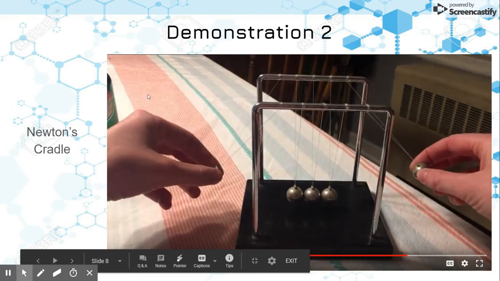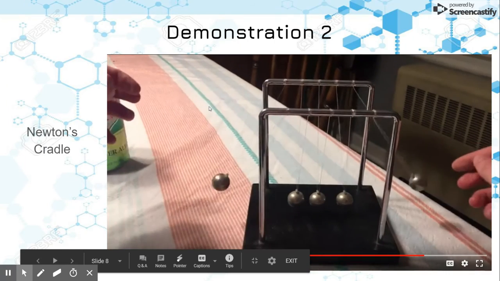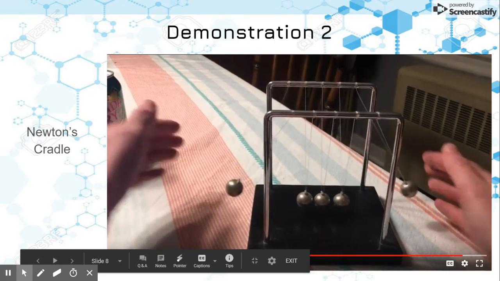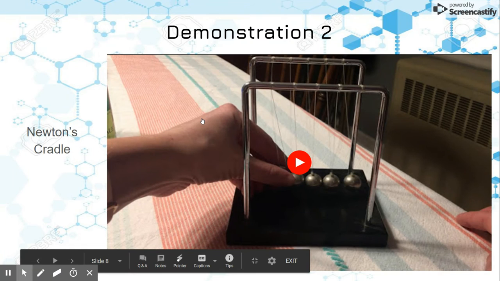And those are just two very simple demonstrations of how matter and energy are actually related.